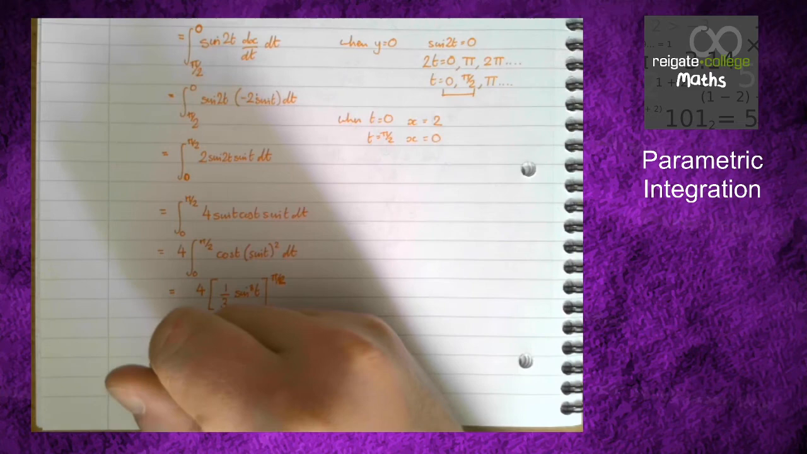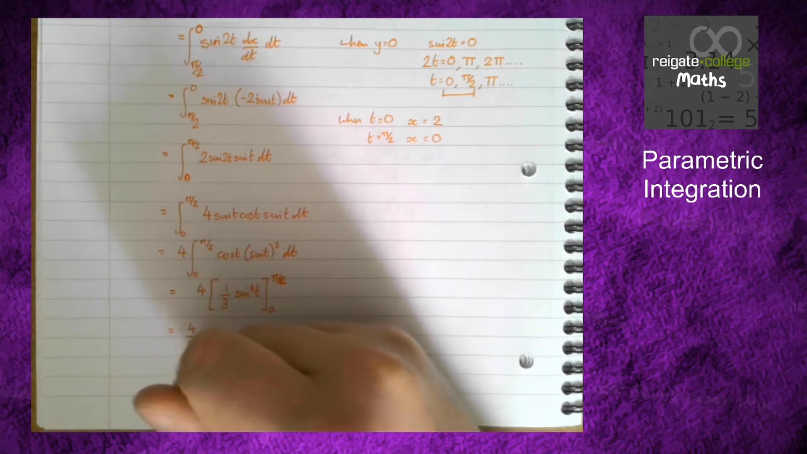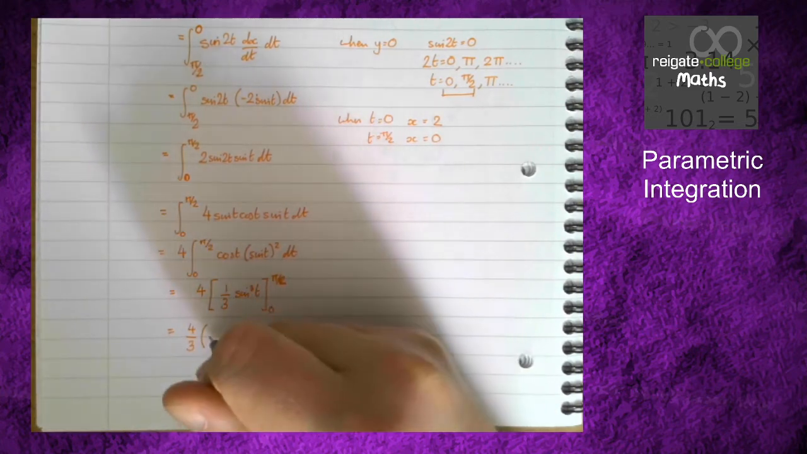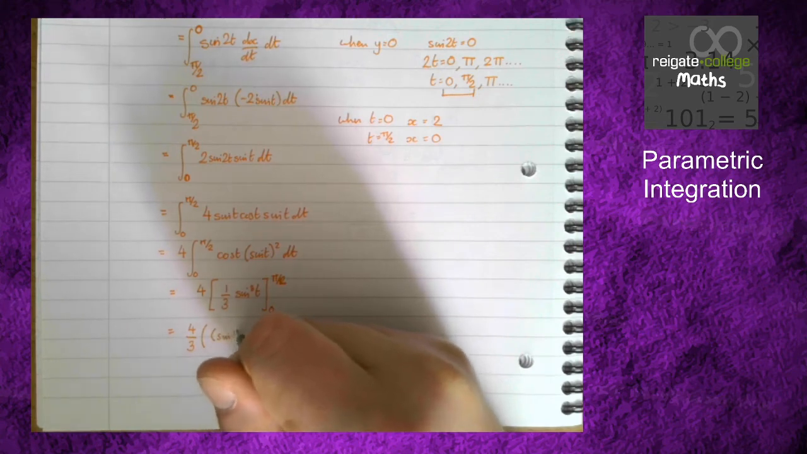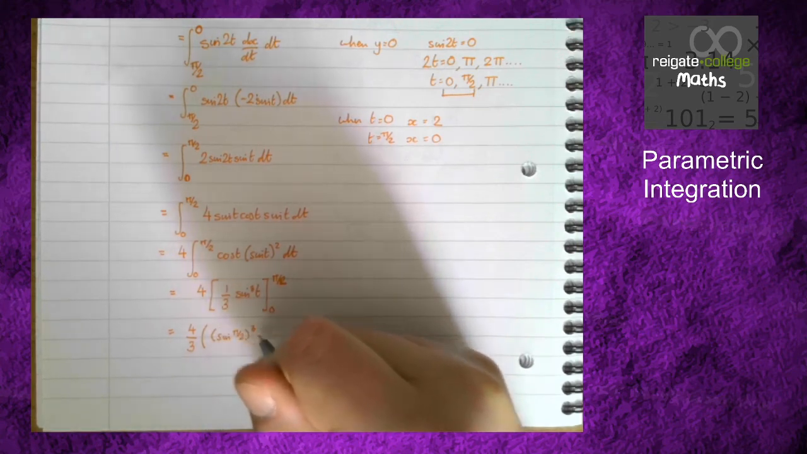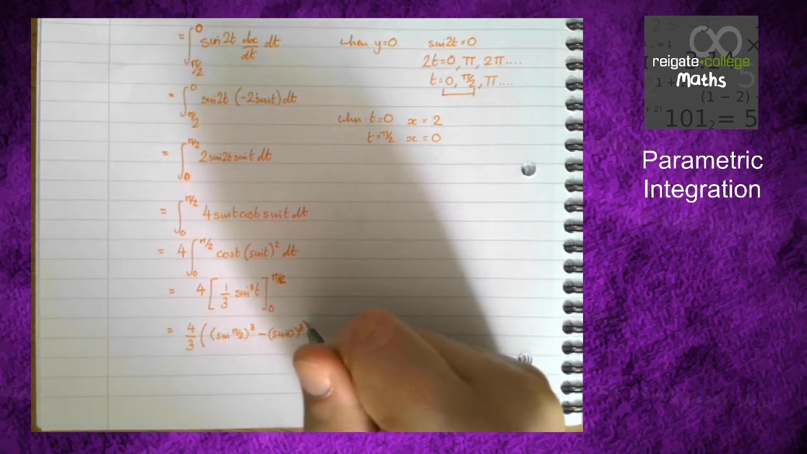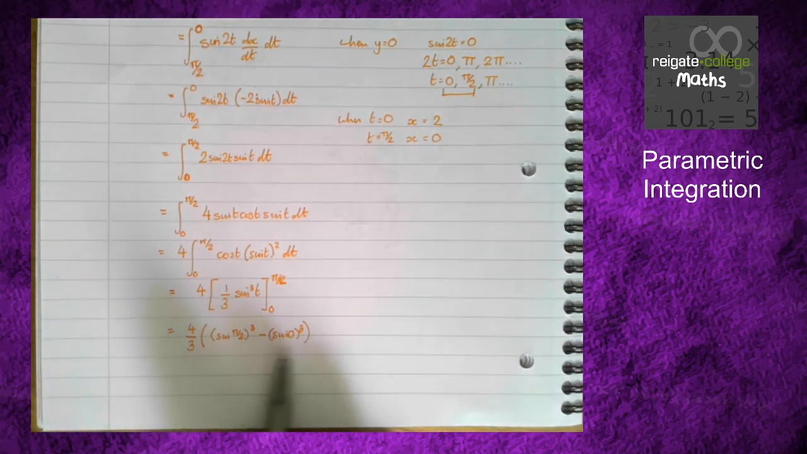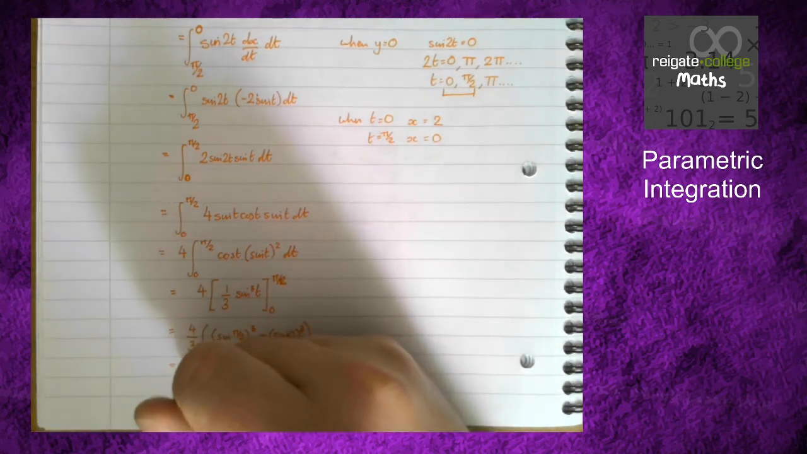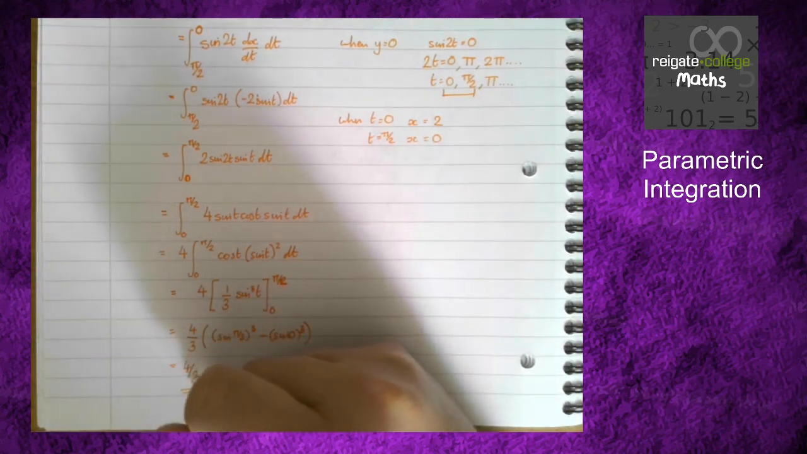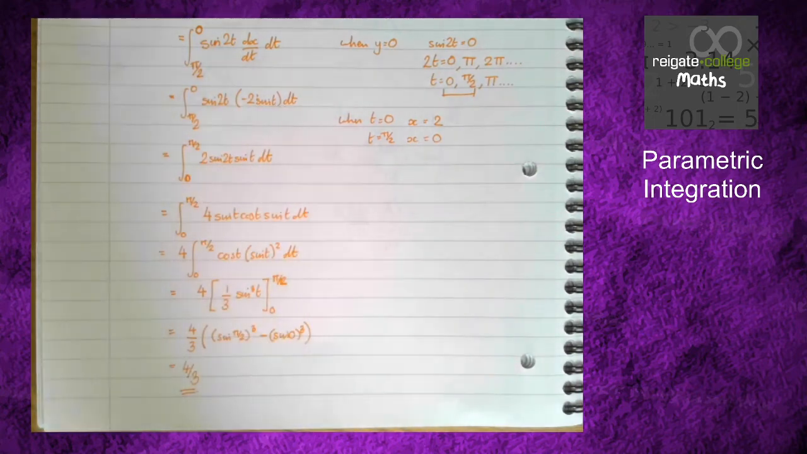So I'm going to take the third out so I don't have to deal with that until right at the end. So I'm going to have sine pi over 2 cubed minus sine of 0 cubed. Sine pi over 2 is 1, sine 0 is 0, so this bracket is just 1. And we get 4 over 3 as our answer. And that's how parametric integration works.